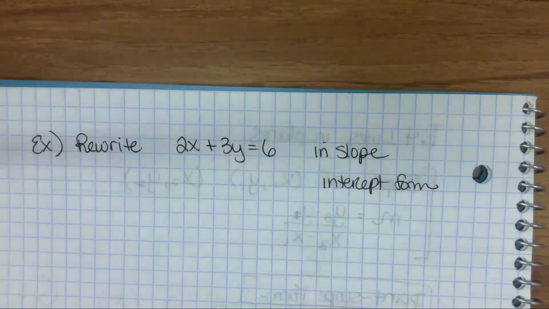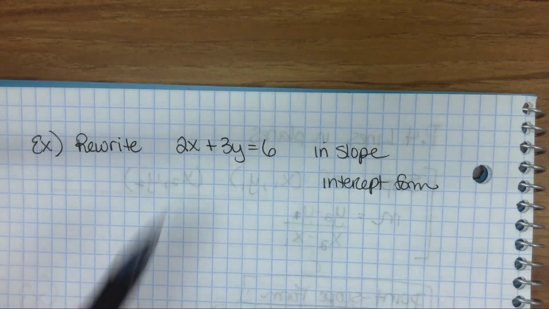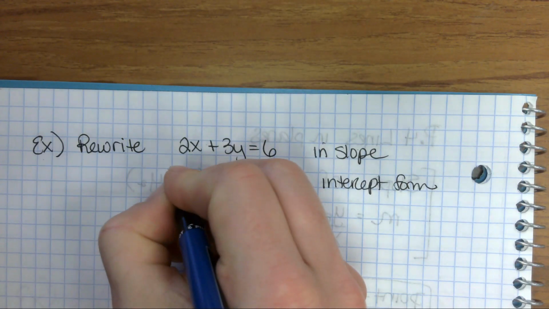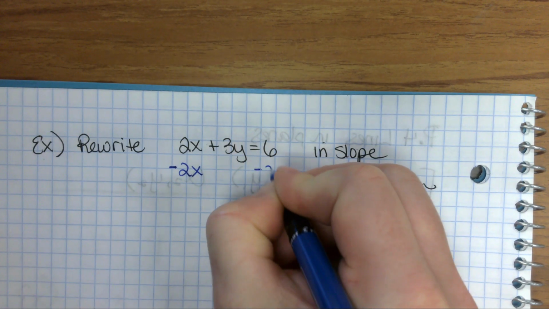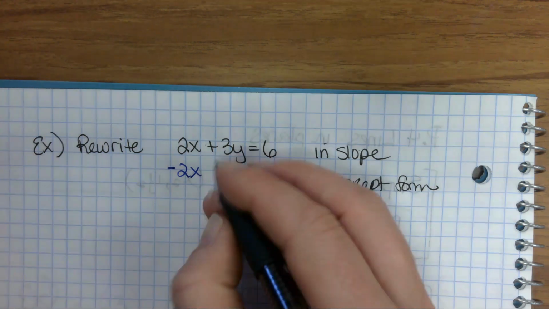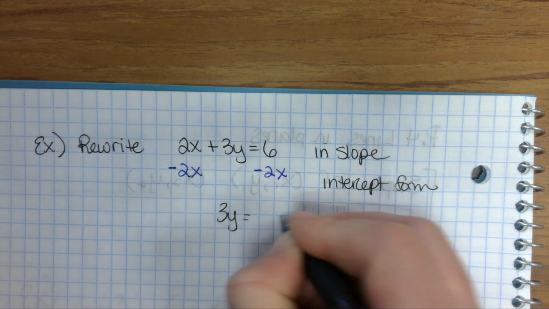Okay, so all we have to do, remember we want y equals mx plus b. We're going to just get y alone. So let's move this first. I have that 2x. I am going to first subtract 2x from both sides. Now when I rewrite this, I'm not going to write 6 minus 2x because it's going to be mx plus b anyways. So I'm going to write 3y equals negative 2x plus 6.